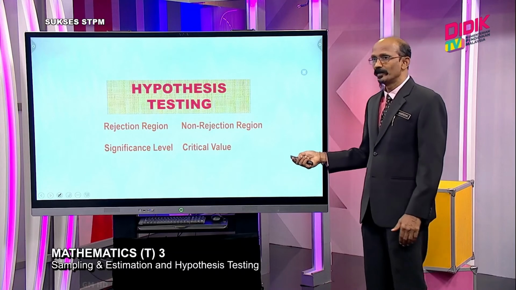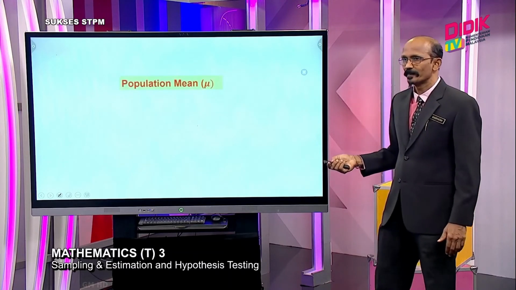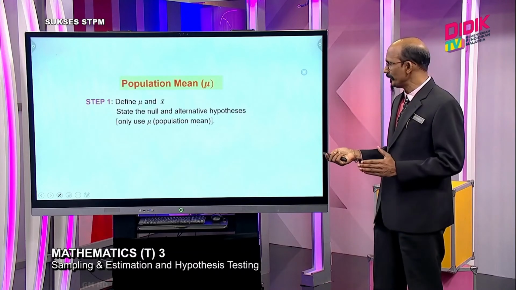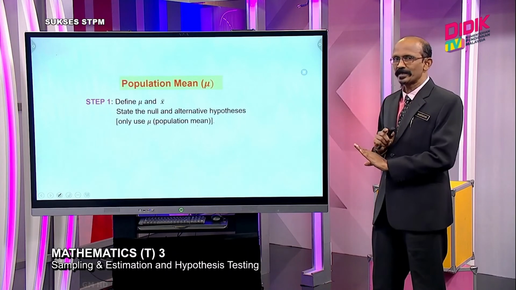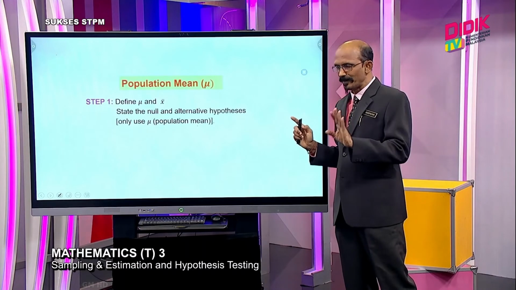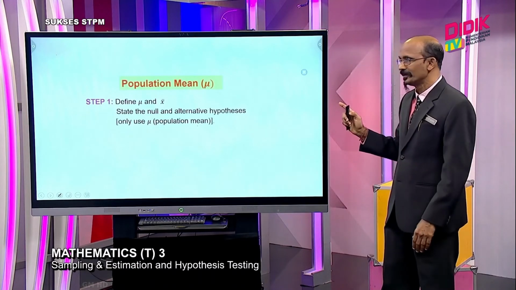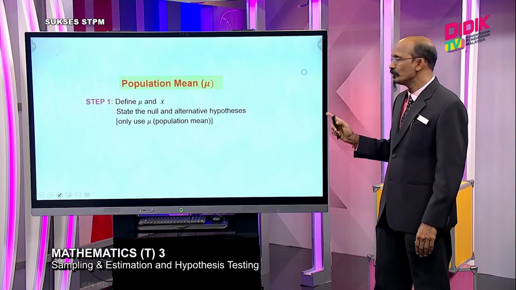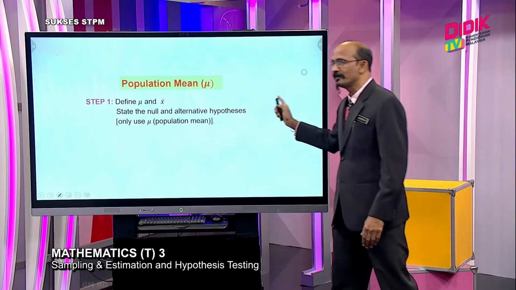So next one is population mean. How to test population mean? Very easy. 6 steps. Whenever you come across any test, remember the 6 steps. First one, you define your mu or sigma, where you need to state your null and alternative hypothesis.